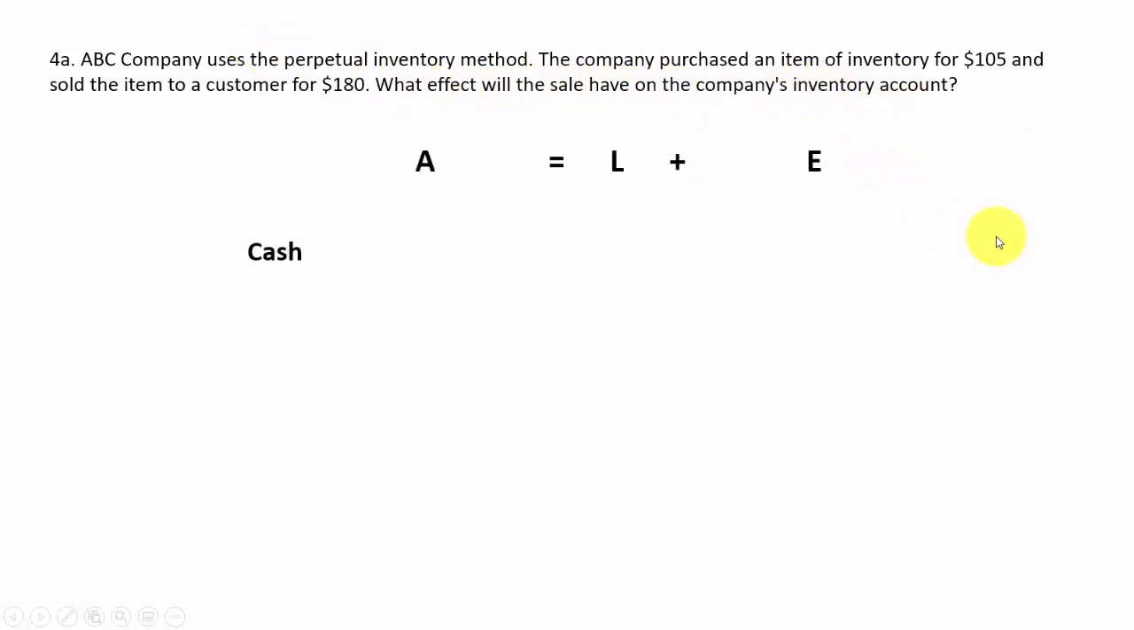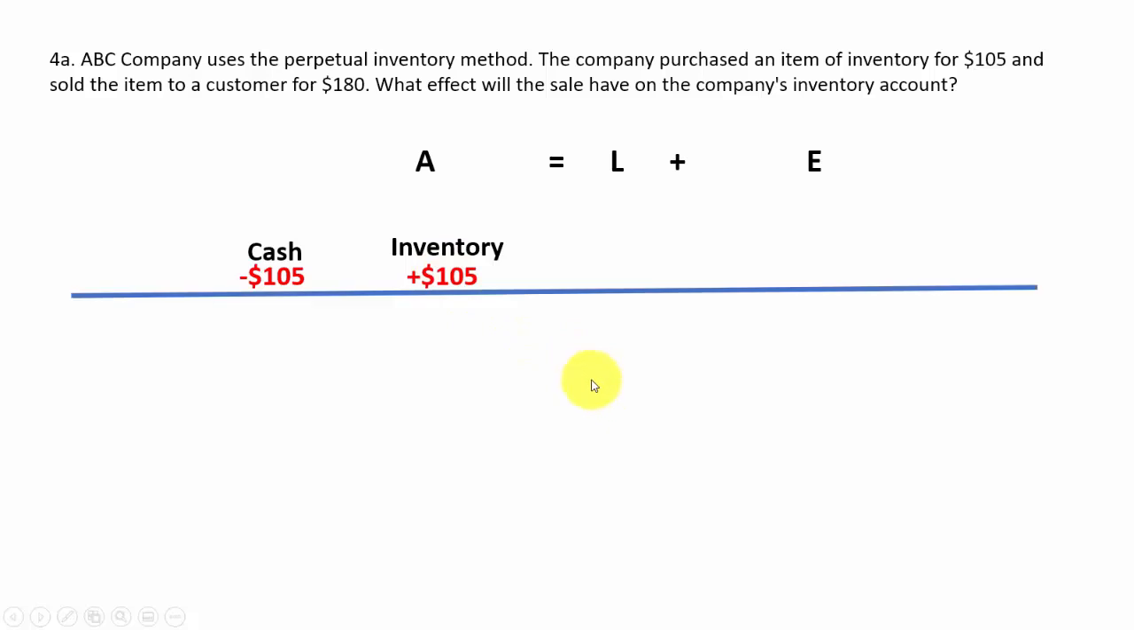So here's our accounting equation. Cash, a couple of accounts under assets. And it looks like we're going to use a perpetual inventory system. The company purchased an item of inventory for $105. Okay, so cash goes down 105 and inventory goes up 105. And it sold the item to a customer for $180. So when we sell this inventory for 180, we're going to decrease inventory by 105. That's what it cost us.